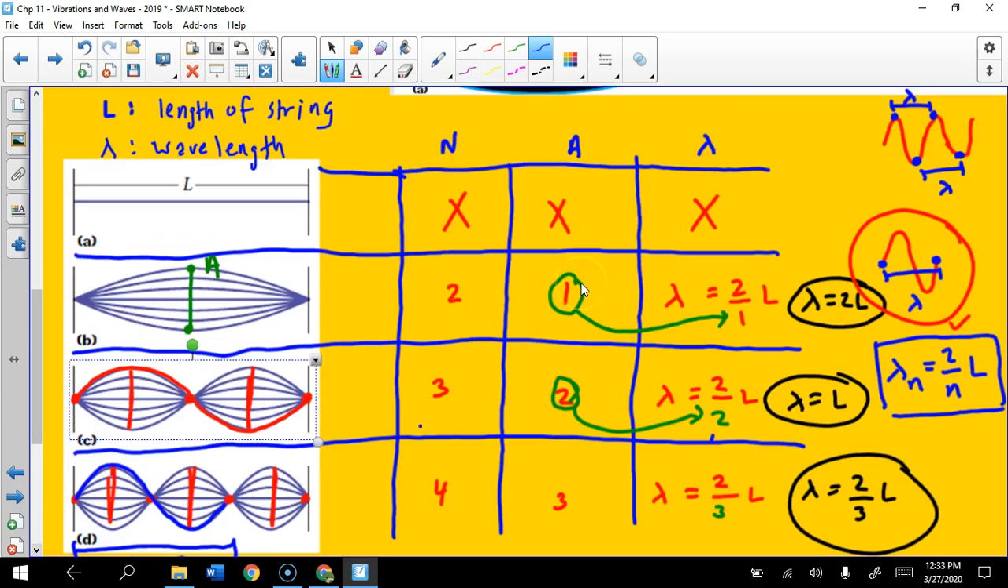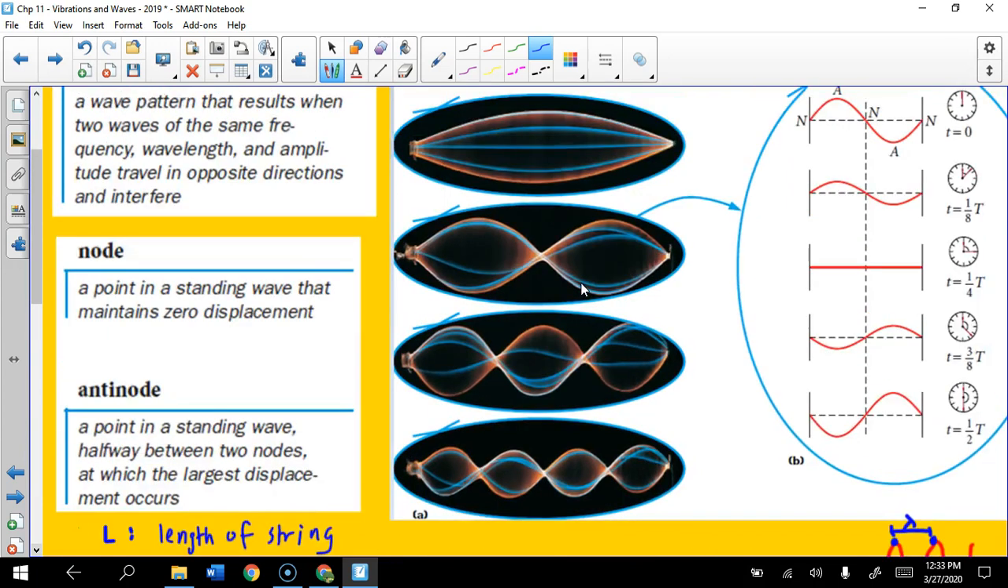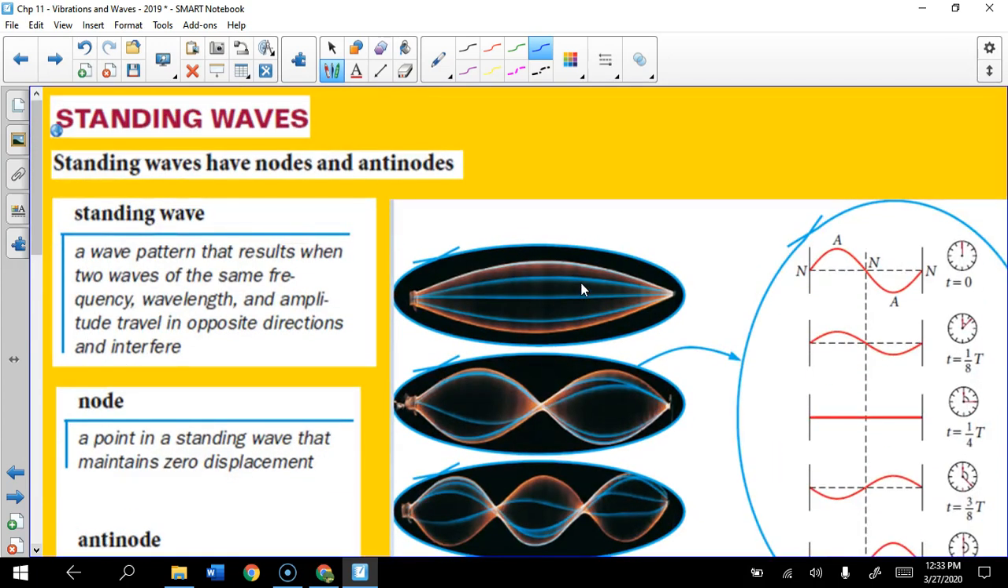Okay, so that's how you connect the wavelength and the length of the string to the number of nodes and antinodes.